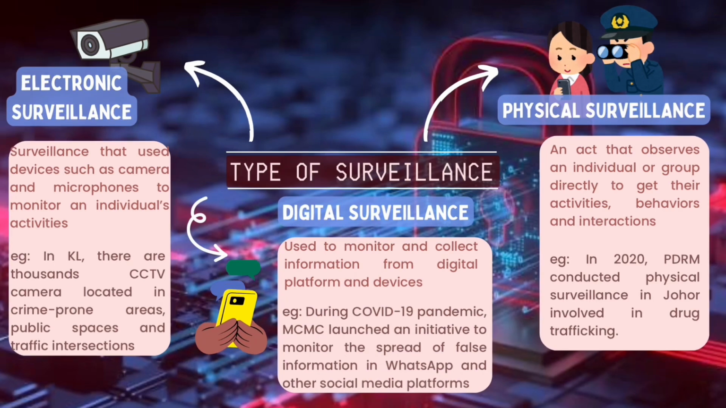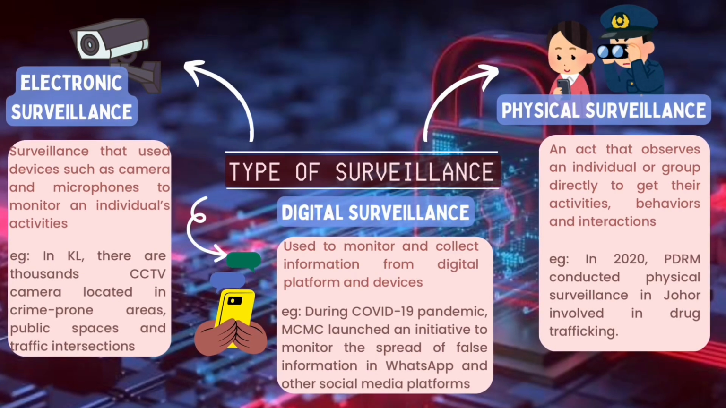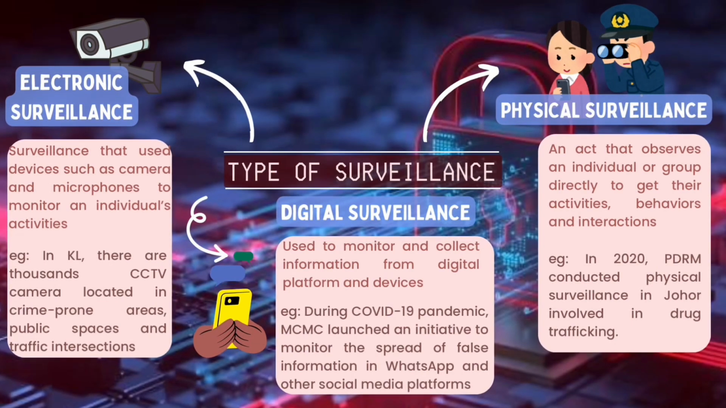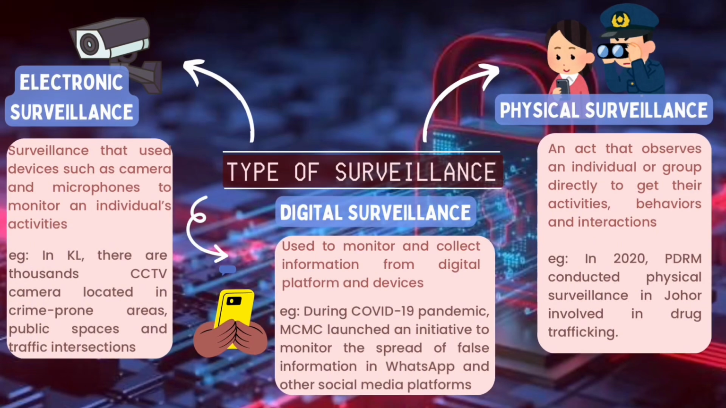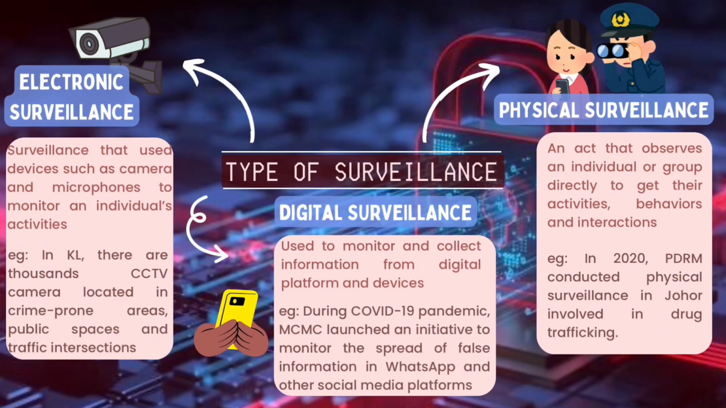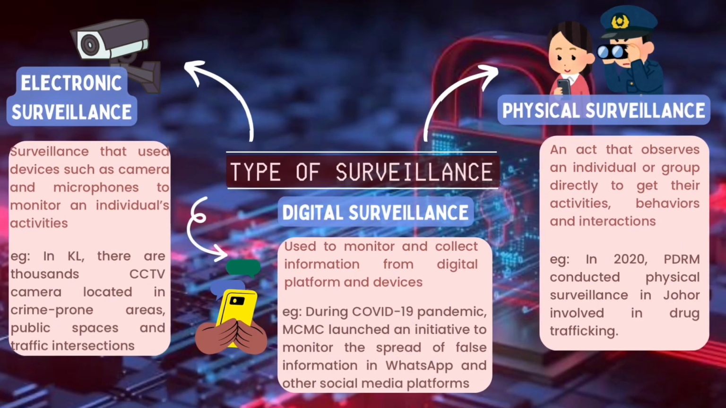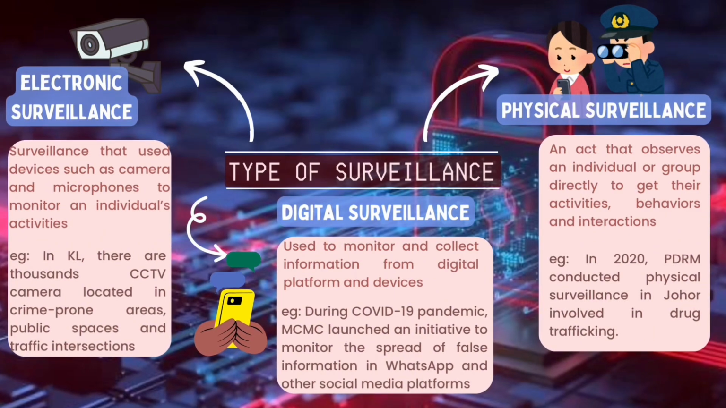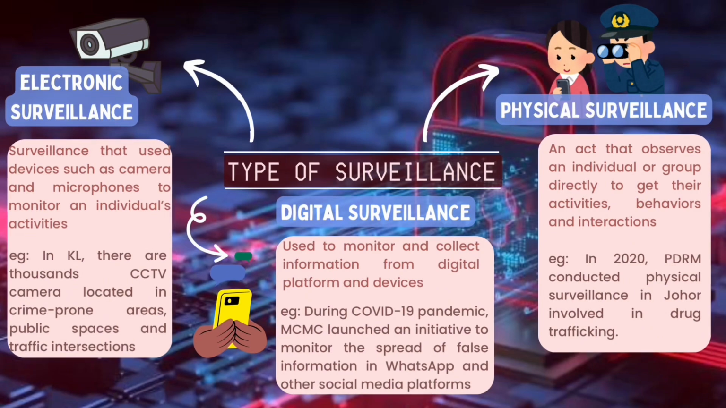There are a few types of surveillance, which are physical surveillance, electronic surveillance, and digital surveillance. Physical surveillance is an act that observes an individual or groups directly to get their activities, behaviors, and interaction. This type of surveillance is often used by law enforcement agencies, private investigators, or personal security. However, if this physical surveillance was not conducted within a legal framework, then it can breach an individual's privacy.